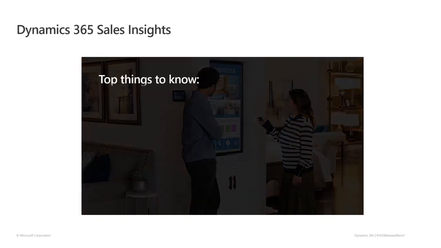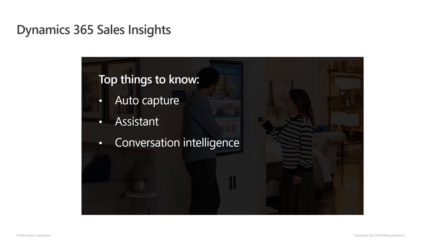Key investment areas for this release are auto capture of activities and contacts to free up your sellers from logging calls and contacts. An improved assistant to help identify and plan for next steps. Conversational intelligence to help transform customer engagements into revenue. And finally, predictive forecasts that uncover hidden insights into your pipeline. Let's see how these all work.